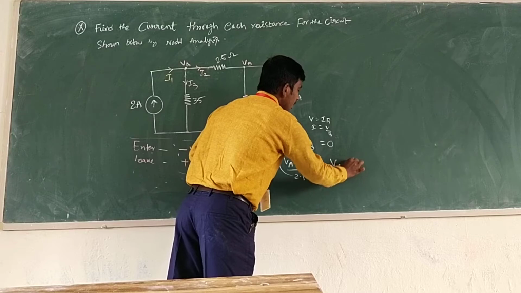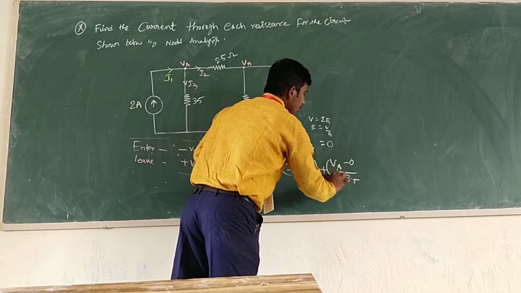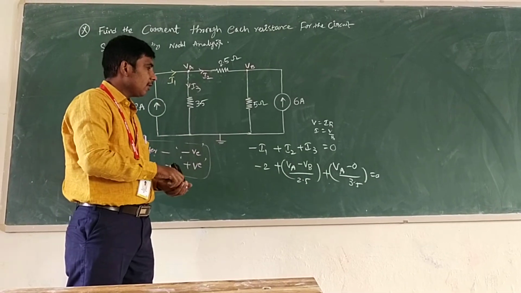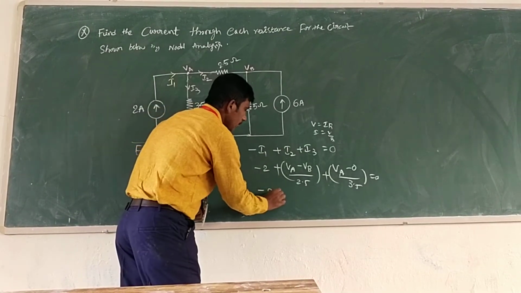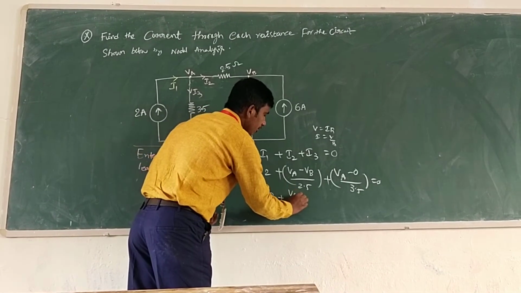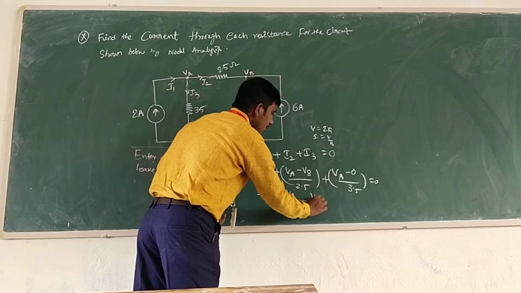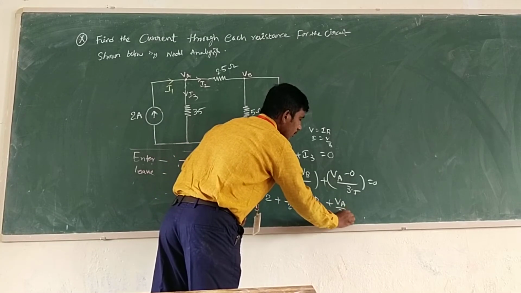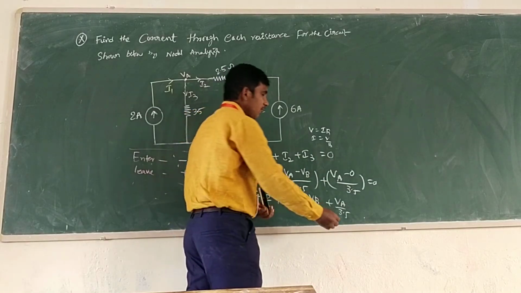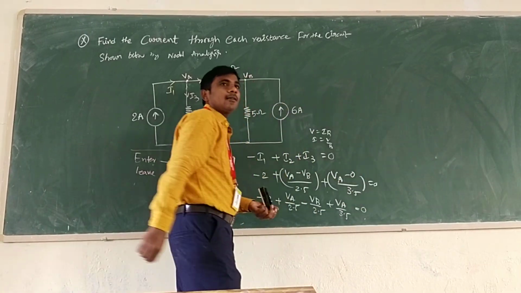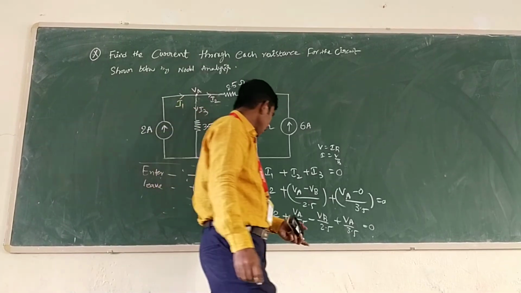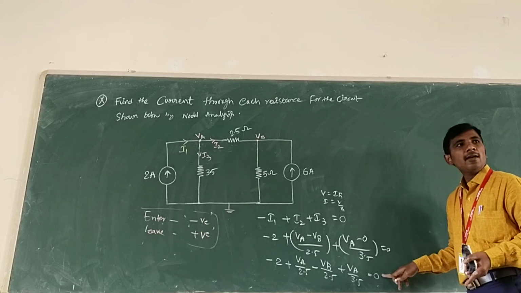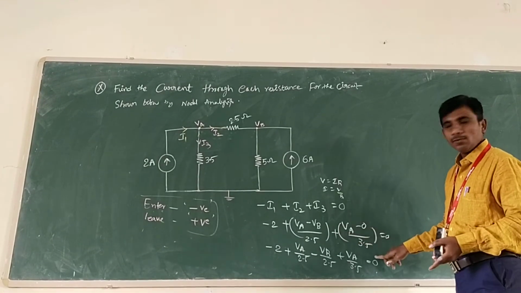VA minus 0 by 3.5, that equal to 0. We can write like that. Now minus 2 plus VA by 2.5 minus VB by 2.5 plus VA by 3.5 minus 0 by 3.5, nothing will happen, it is 0. We can write like this. Now the equation 1 we can write in terms of VA and VB. Send this minus 2 to the RHS side.